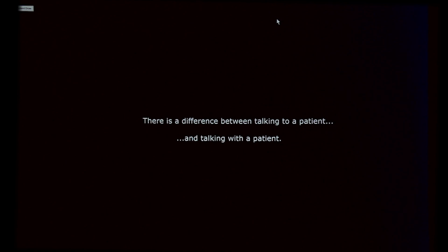The first point of distinction is there's a difference between talking to a patient and talking with a patient. There's a difference, and it's important that you understand what that difference is. It's easy to talk to a patient, but what you need to do is talk with them, and that's a completely different kind of conversation. So the first thing to realize is that the nature of that conversation is different than if you're just talking to a person.